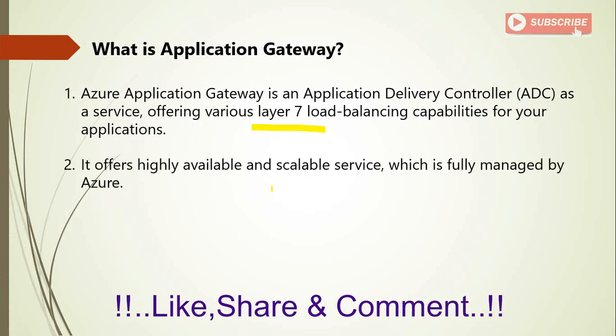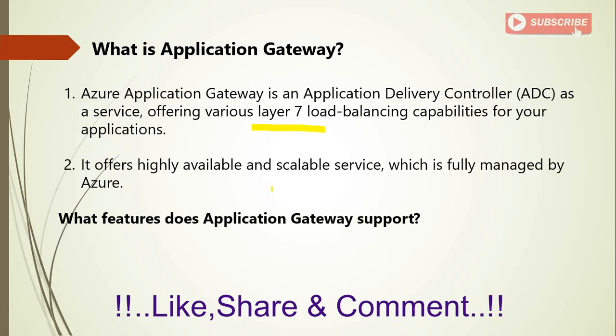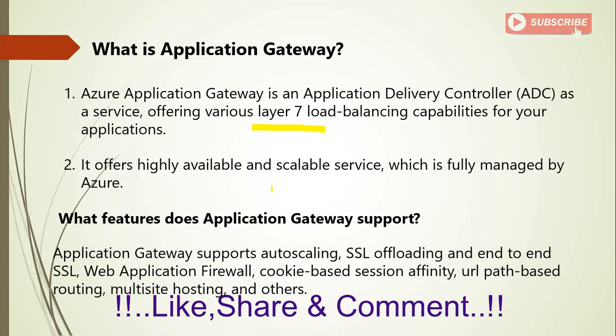It offers a highly available and scalable service which is fully managed by Azure. These are the characteristics of Application Gateway. Next question: what features does Application Gateway support? Now you have to tell about the features it supports. Application Gateway supports autoscaling, SSL offloading and end-to-end SSL, web application firewall, cookie-based session affinity, URL path-based routing, multi-site hosting, and many others.